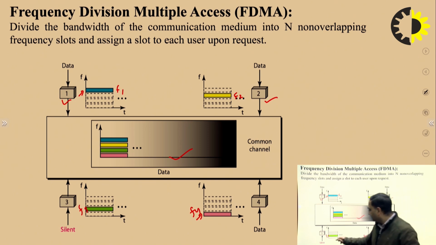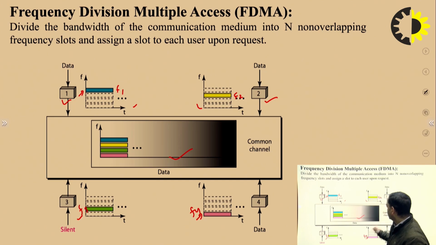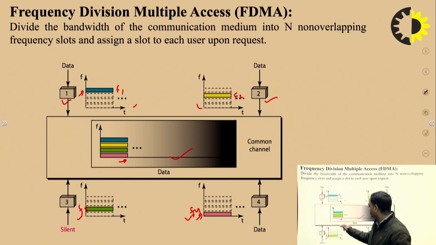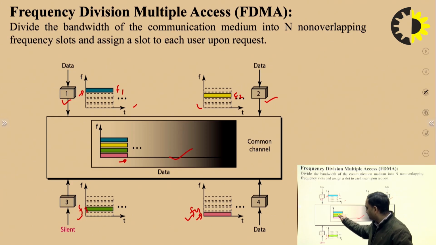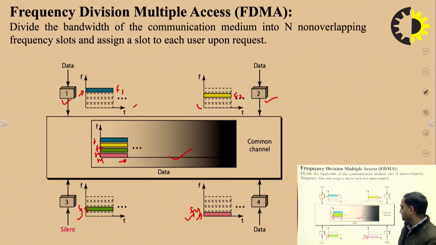So suppose the f3 user is silent. In this case, the signal which will be combined will be from user 1, user 2 and user 4. User 3 is silent in this case. We combine all of this and transmit at one time instant. So at one time instant, we combine and transmit f1, f2, f3 and f4. These bands of frequency signals are transmitted by access to this channel, after the multiplexing of these signals.